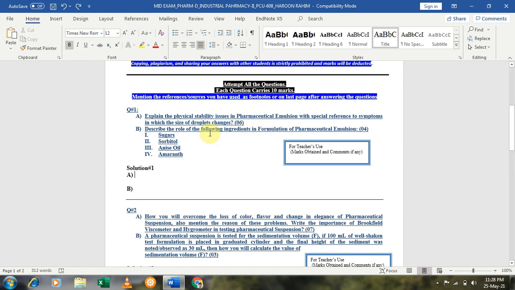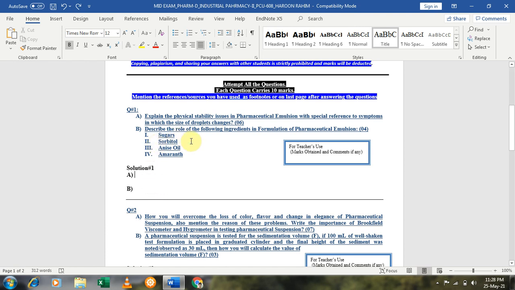Remember that the question asked here is the size of droplet changes. The symptoms, you have to write down those changes, stability, physical stability issues, and in which the droplet sizes change. And after that solution, you have to describe this part.